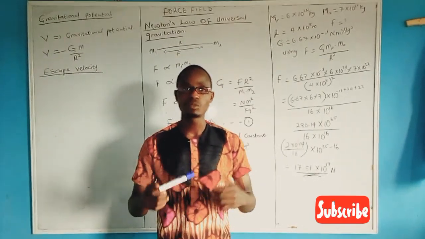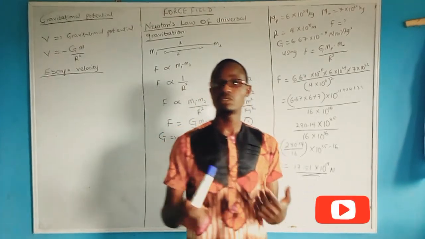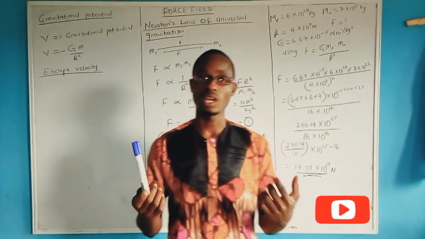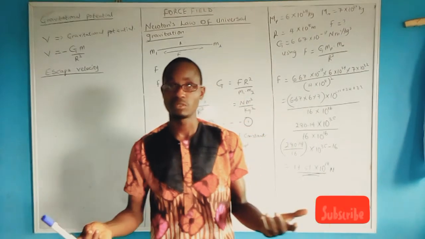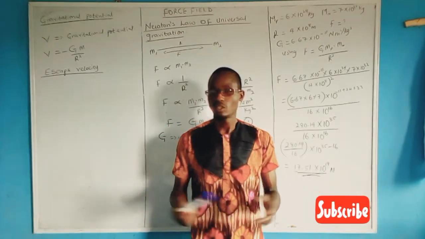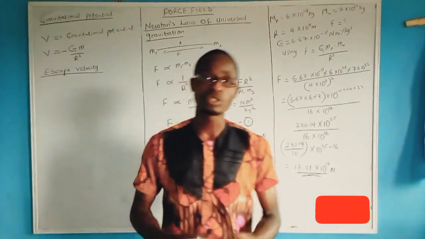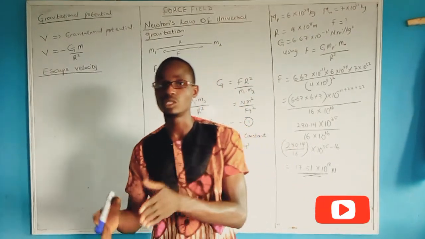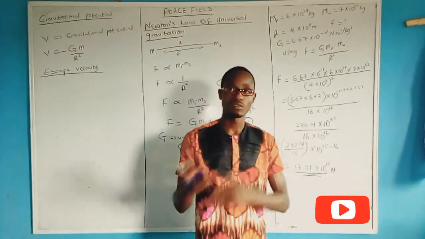So it is the minimum speed required by a body to escape the gravitational force and move out of the earth. Professional definition. That is it. So now, this principle of escape velocity is used in the propulsion of rockets out of the space.